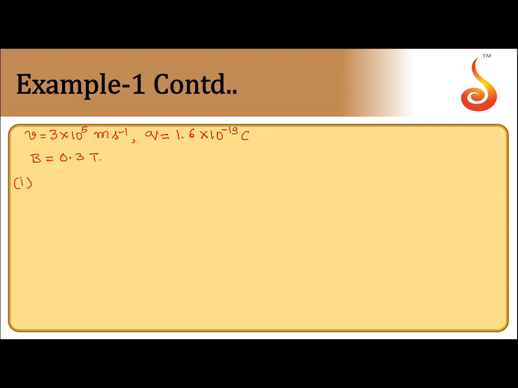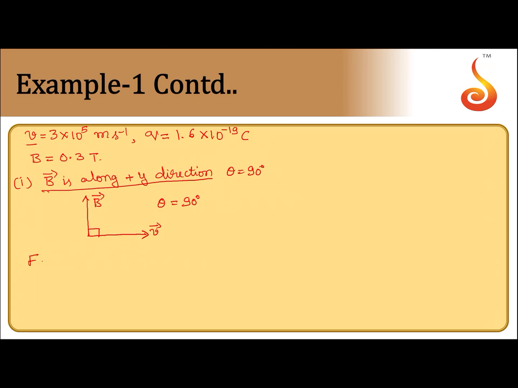In case 1, the magnetic field is along the positive y direction. So in this case, theta is equal to 90 degree. The angle between velocity, which is along the x-axis, and the field, which is along the y-axis, is 90 degree. So the field is along this direction, the y-axis, and the velocity is along this direction. So the angle between them is 90 degree.